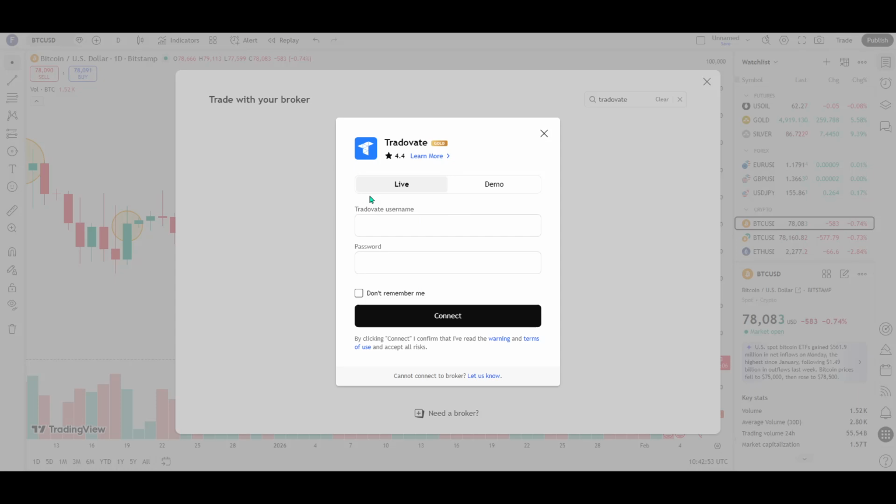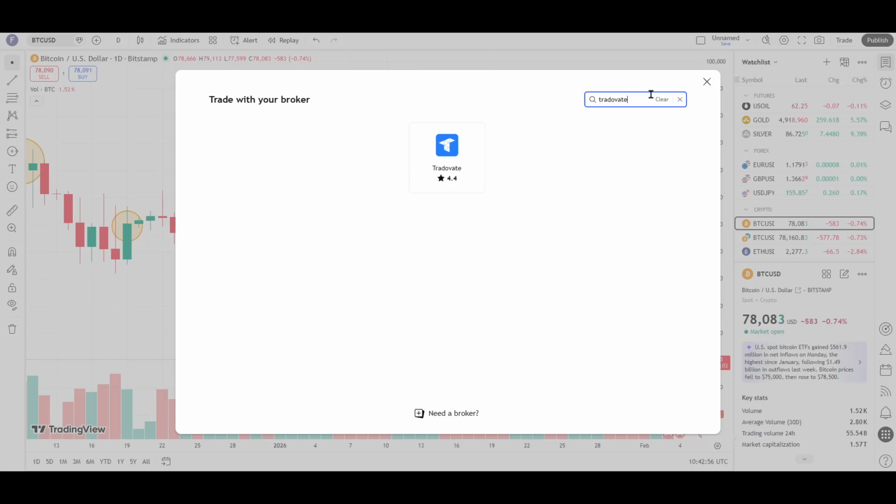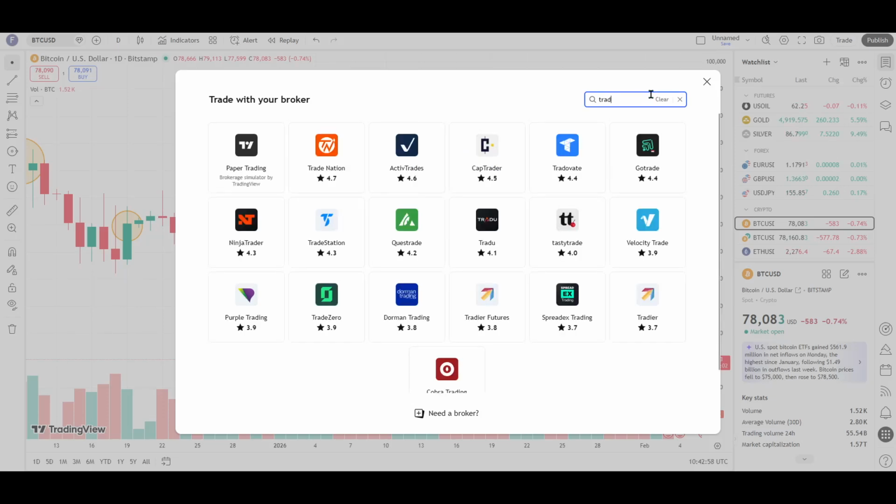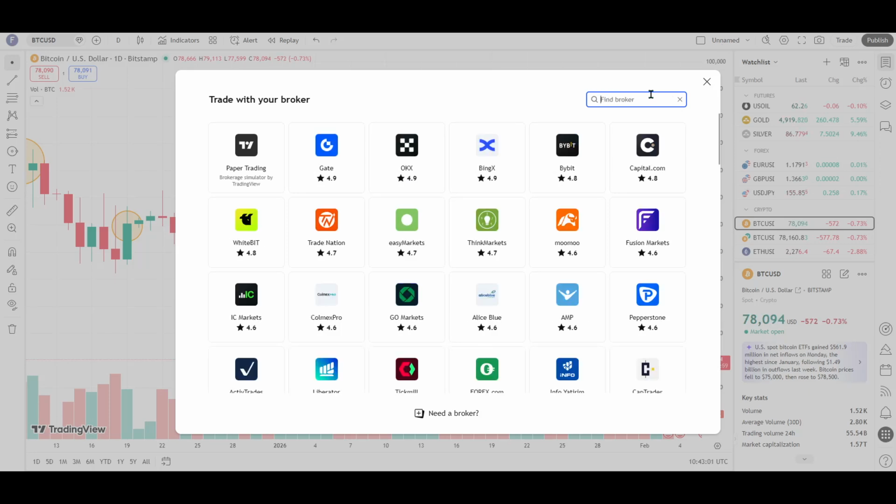Now, log in using the credentials issued by your prop firm. Keep those details secure and enter them exactly as provided. You might see a prompt to authorize the connection or verify your identity. Just follow the on-screen instructions to complete the login.